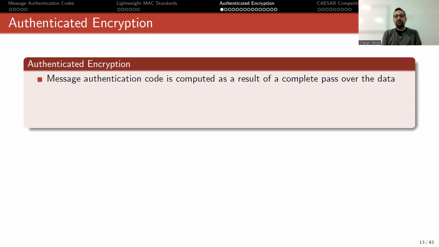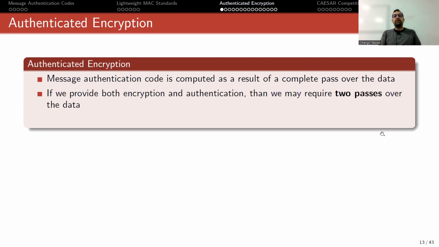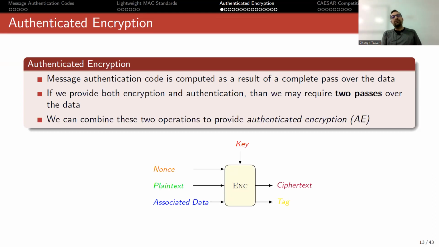A message authentication code is computed as a result of a complete pass over the data. If we provide both encryption and authentication, then we may require two passes over the data. We can combine these two operations to provide authenticated encryption. So now the picture is a little bit larger compared to a block cipher.